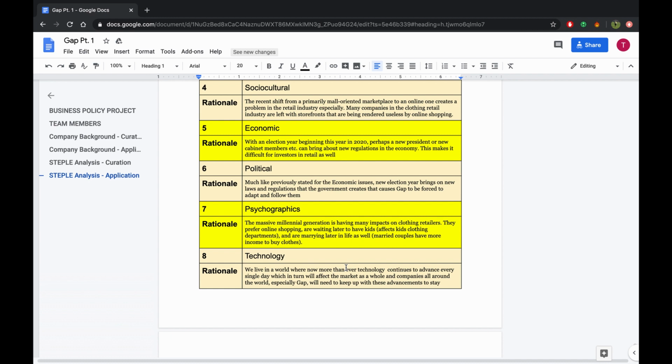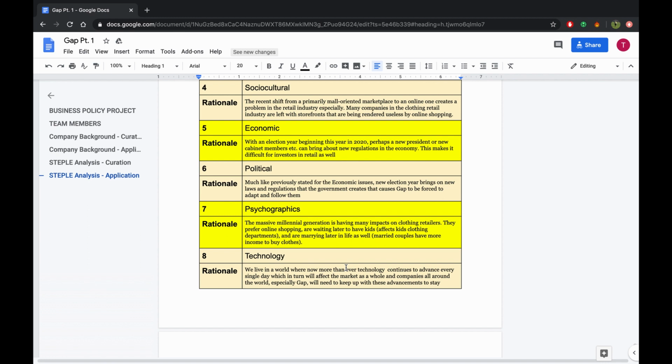This is another issue that has to do with the shift to the online marketplace. Millennials prefer online shopping, decreasing foot traffic in stores, and contributing to the struggling malls. And millennials are waiting longer to have kids, which affects sales in the kids' clothing departments. Millennials are also marrying later in life. Typically, married couples have more expendable income for clothing.